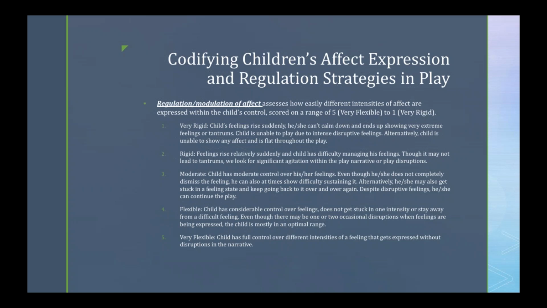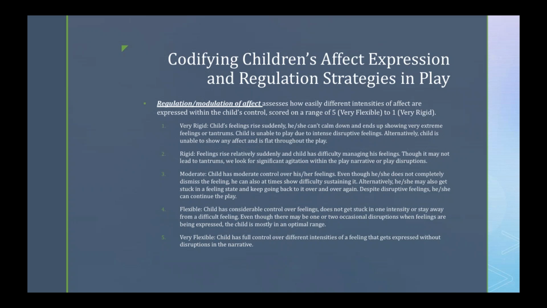Even though there may be 1 or 2 occasional disruptions in play, the child is mostly in an optimal range. A 5 is when affect regulation is very flexible and the child has full control over different intensities of a feeling that gets expressed without disruptions in the narrative. Okay, so in the example that I showed you, we see that the child's feelings rise very suddenly and he has little control over his feelings. The child character he plays enters the castle sleepwalking. Not quite knowing where he is, his first instinct is to throw himself off the tower. He loses balance several times, cannot find safe ground, is in constant motion.